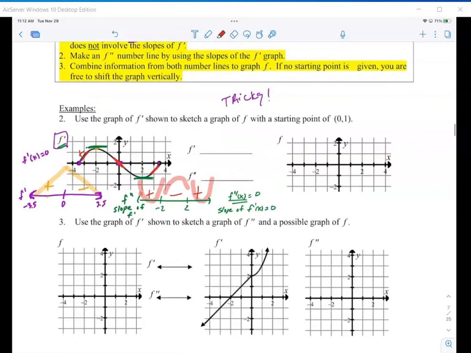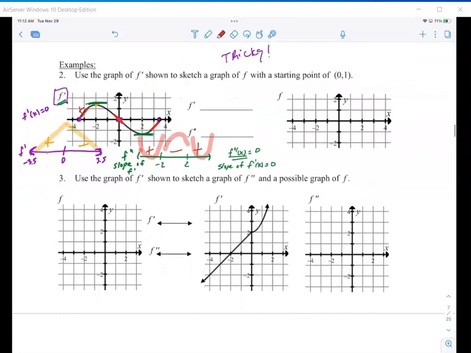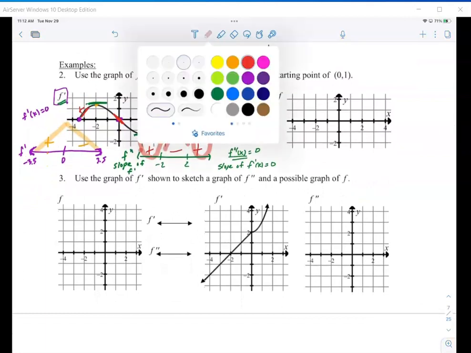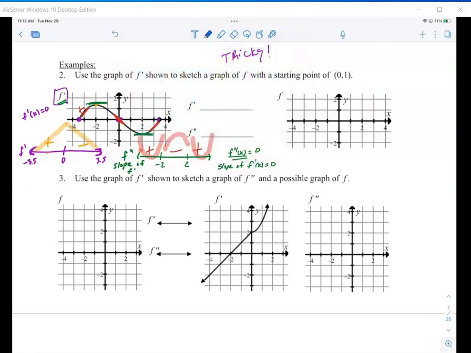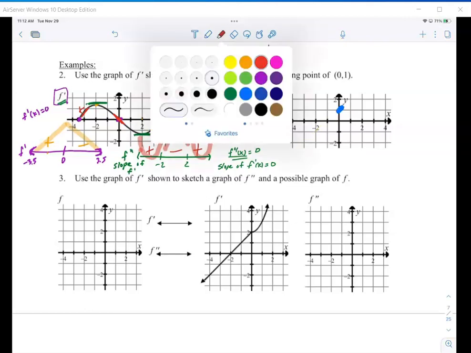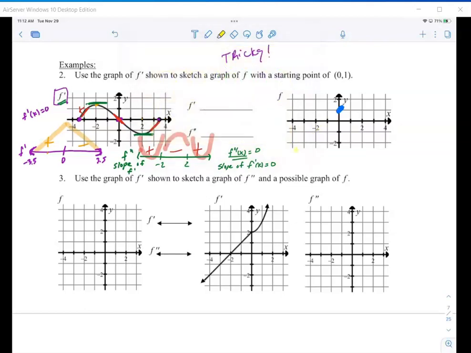Oh, I guess it wanted me to make sign line graphs over here. That's right. Okay, so it now says to use the graph of f prime, sketch a graph of f with the starting point of (0, 1). There's my starting point. Let's take the information first off of here. It says that I go from negative 3.5 and I increase, and then I decrease.